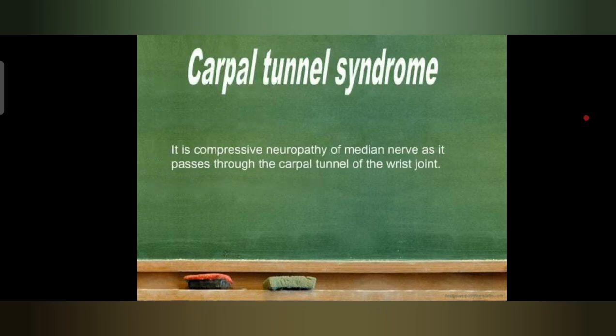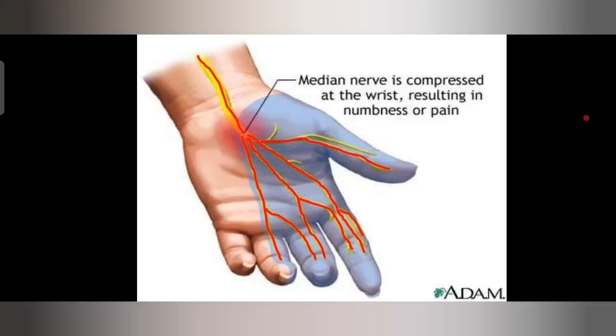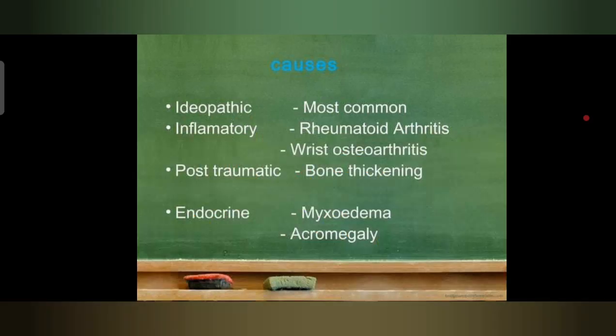Carpal tunnel syndrome is a compressive neuropathy of the median nerve as it passes through the carpal tunnel of the wrist joint. The median nerve is compressed at the wrist, resulting in numbness and pain in the thumb, index finger, middle finger, and half of the ring finger. Causes can be idiopathic, inflammatory, post-traumatic, and endocrine.